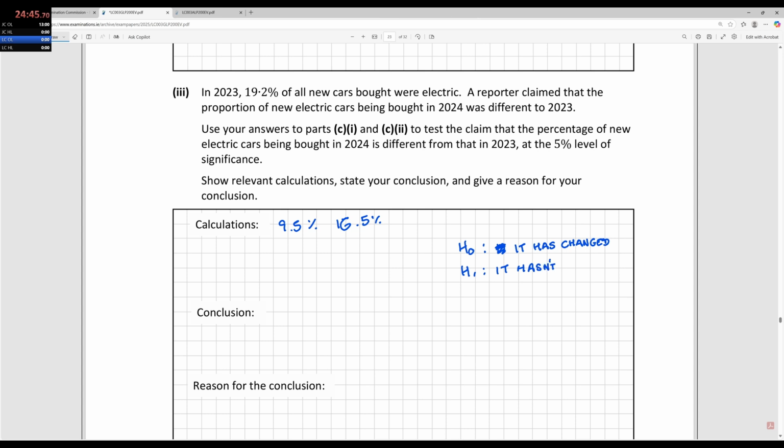I'm realizing now that technically the way they do that in the Leaving Cert, they should be the other way around, shouldn't they? Yeah, they should be the other way around. That should be H1, that should be H naught. No, the way they say it, a reporter claimed that the proportion of new cars bought was different.